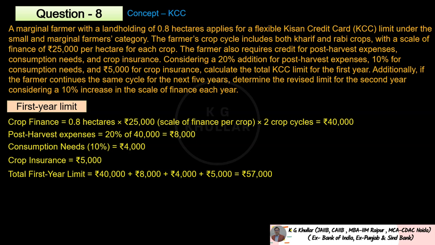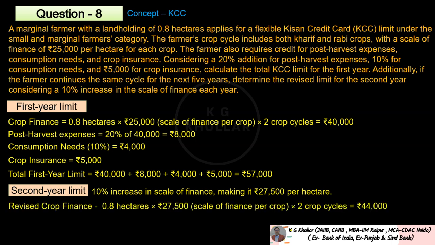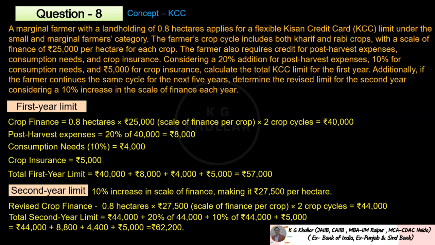Then next, the second year limit considers a 10% increase in scale of finance, and this makes it rupees 27,500 per hectare. That is 25,000 plus 10% of 25,000, which equals 27,500 per hectare. So as we have calculated earlier, let's calculate the revised limit again, which is 0.8 hectares multiplied by 27,500, which is new scale of finance per crop, multiplied by 2 equals rupees 44,000.